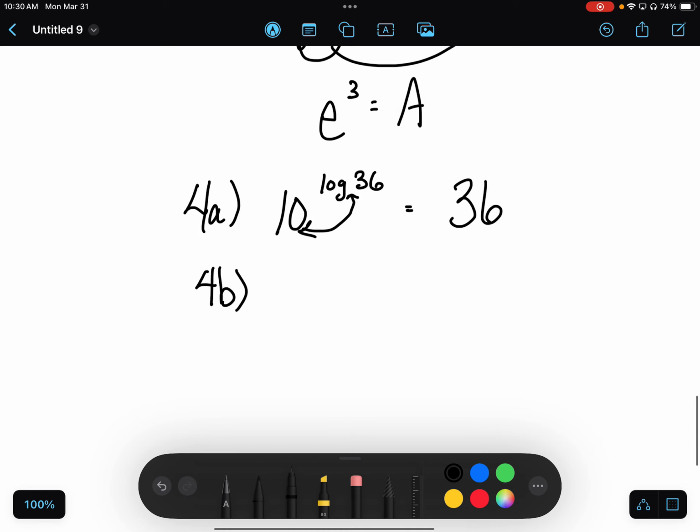4b. ln of e to the third. When ln and e are next to each other, what happens? They cancel, so what are you left with? 3.